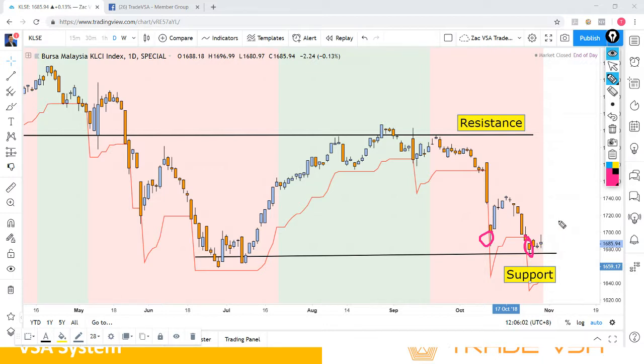Currently, based on current market updates, we are up 8.9 points, about 0.5%. The current price for KLCS is 1694. I think around this area, 1694, around here, right? 1694, around here.